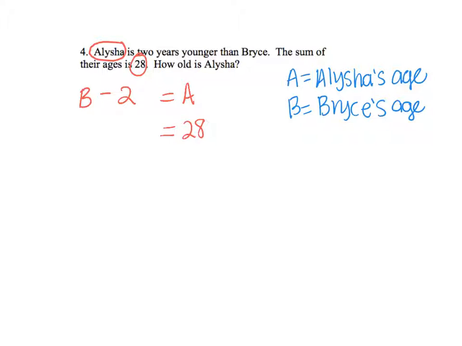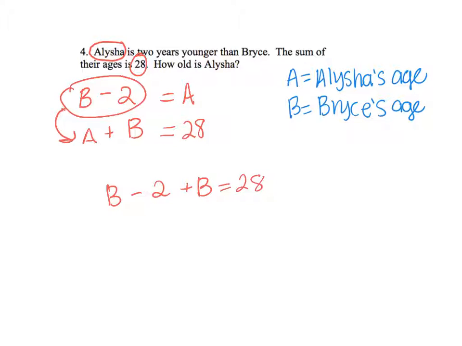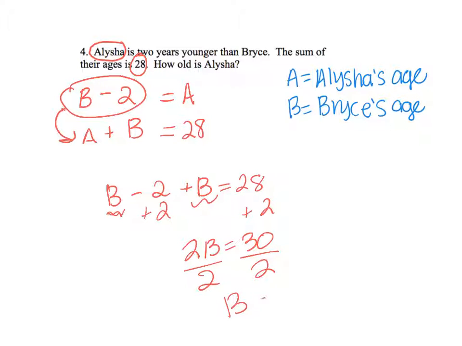And then the last part just says the sum of their ages is 28. So I take Alicia's age plus Bryce's age to get 28. Here I'm using substitution again. So I'll be substituting this in for the A right here. So I have B minus 2 plus B equals 28. Combine like terms and add 2 at the same time to get 2B equals 30. Divide by 2 to get B equals 15.